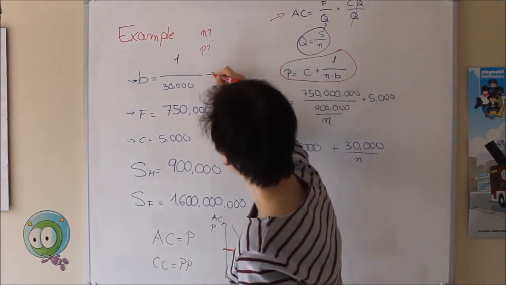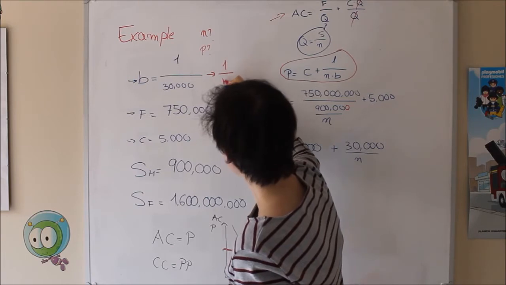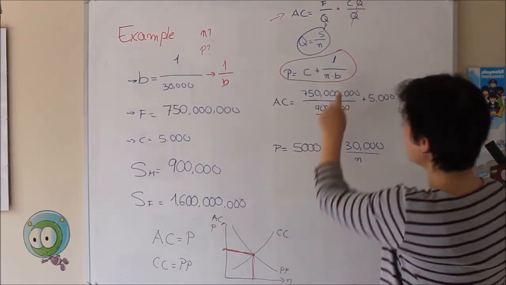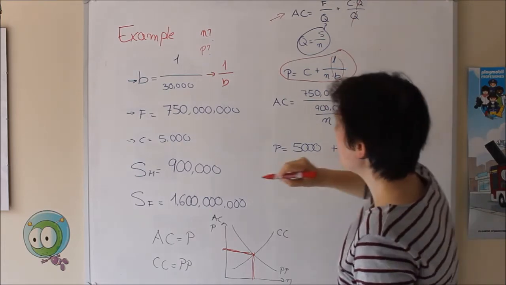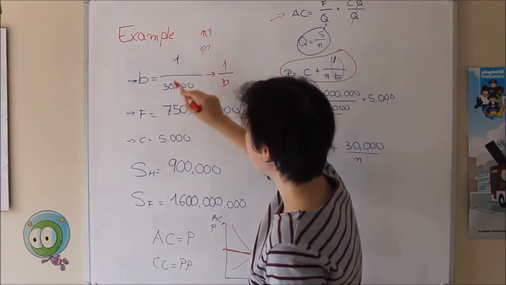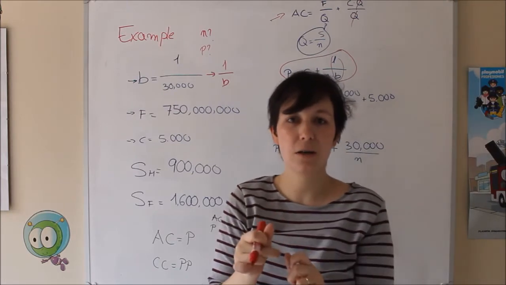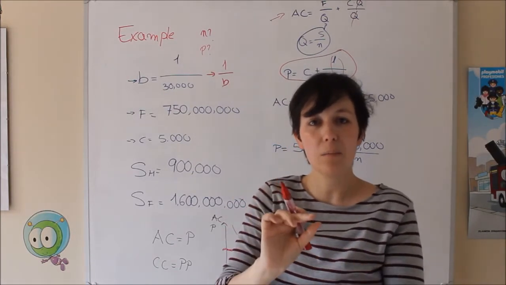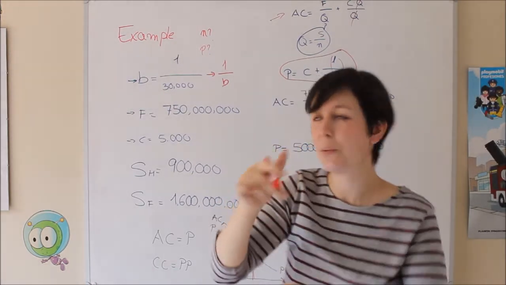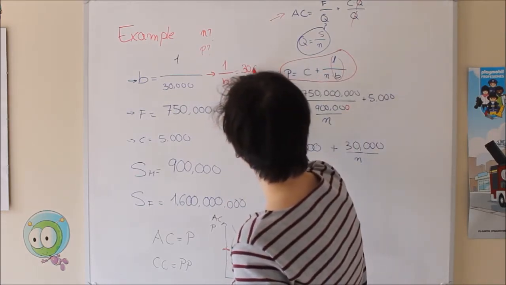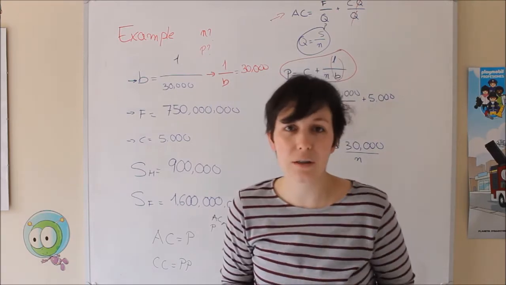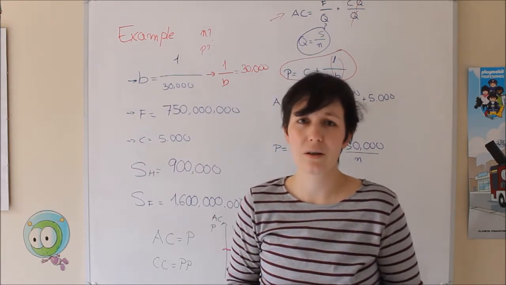So from here we know that 1 over B, which is the element that we have here, this is just taking this value and making the inverse of that value. So the number that is down now is going to be up. So this is equal to just 30,000. Okay, it's really easy. I hope this is not a problem for you.